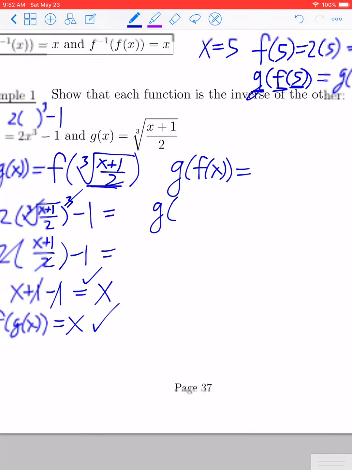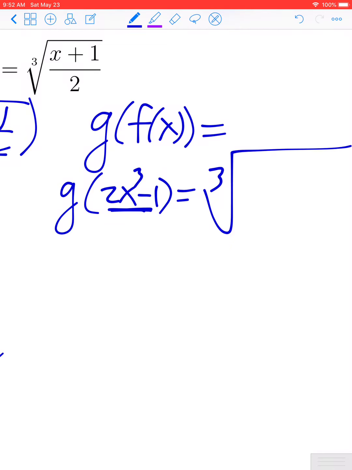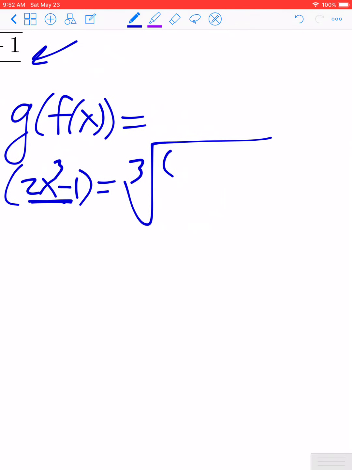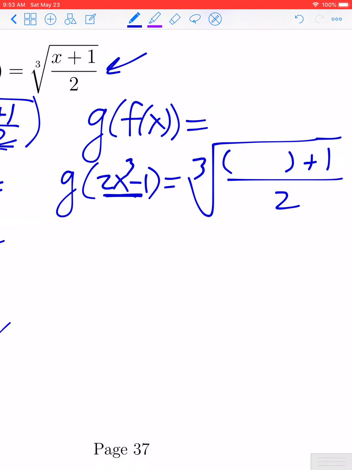This is g of f, which was 2x cubed minus 1. The inner function is f, the outer function is g. Let me just copy down the statement form for g. G as a function says to take my input, whatever that input is, add 1 to it, divide by 2, and then go ahead and take its cube root. Well, what am I using as my input for g?